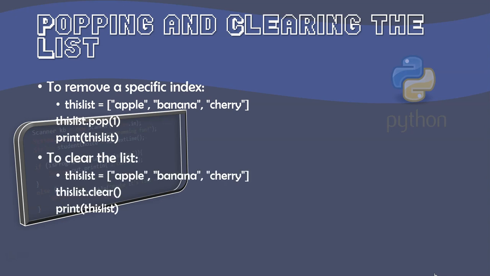If I want to clear the list, or in other words, remove everything out of the list to just make it blank, I can use the .clear method, and that function will erase everything out of the list, and we wouldn't have any items in it. It would just be an empty list.